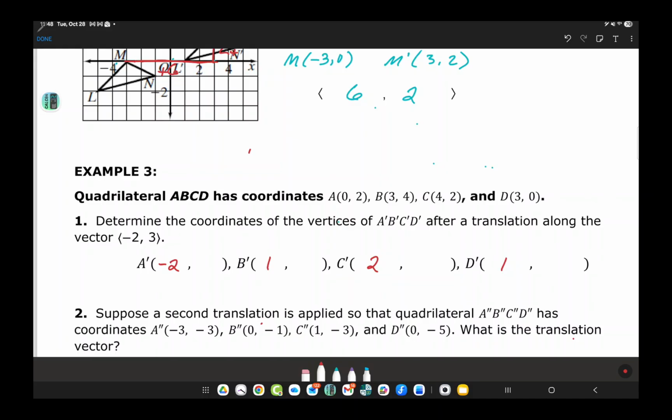So for A, if I increase 2 by 3, I get 5. For B, increase 4 by 3, I get 7. C, 2 plus 3 is 5. And 0 plus 3 is 3.